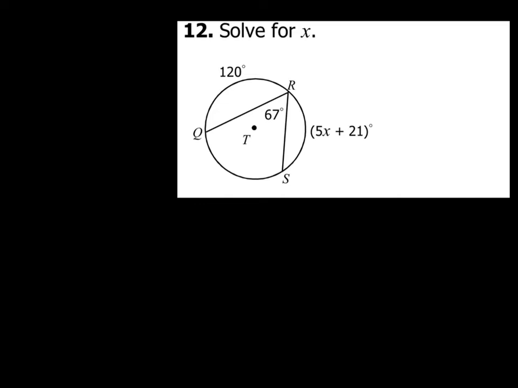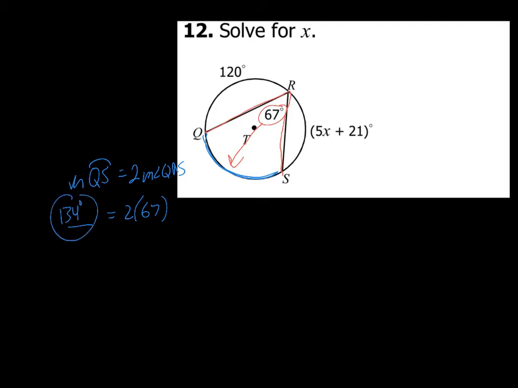Again, true and solvable statements. Start with what you know. I know that this angle right here is half the size of its intercepted arc. So this arc, QS, the measure of arc QS is equal to twice the measure of angle QRS. So essentially that arc is equal to 2 times 67, which is going to be 134 degrees. So this is 134 degrees.